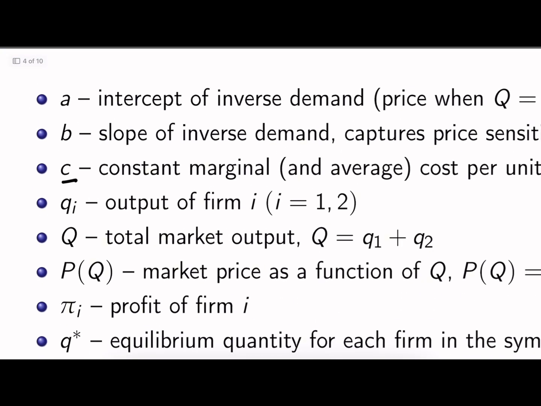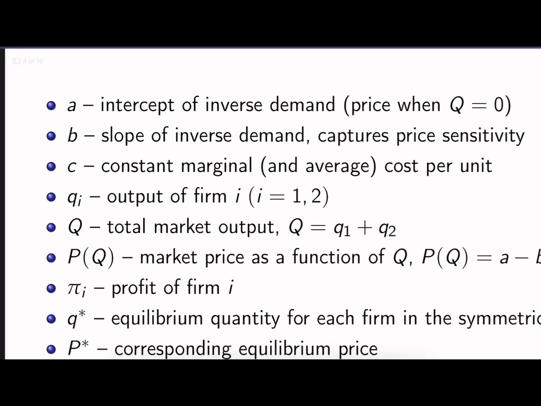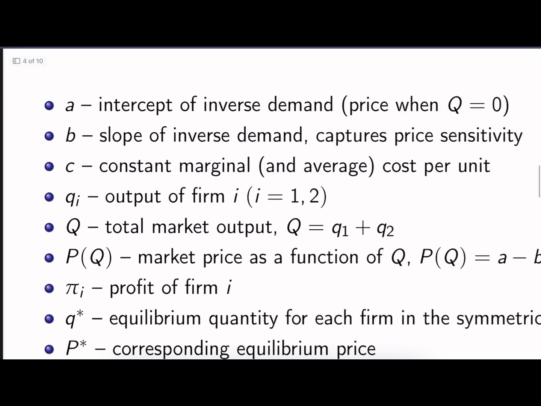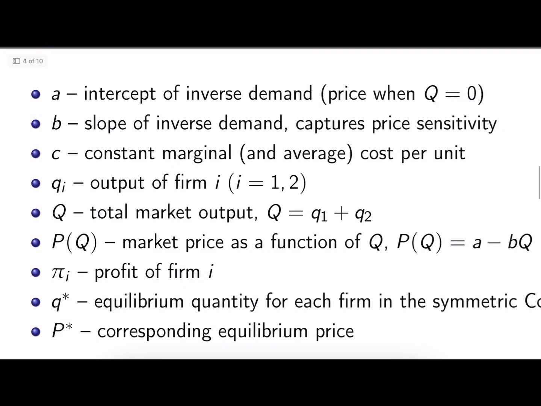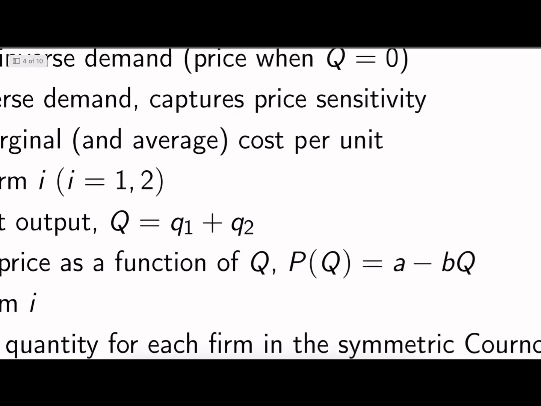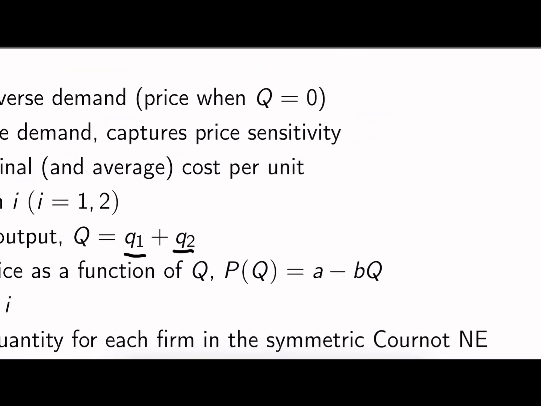C is your constant marginal and average cost per unit. So how much is it costing you on average to make an extra unit of something? We're not caring about fixed cost. And then Q of i is the output of firm i, where i is either equal to 1 or 2, because we're only playing with 2 firms right now. Big Q, or capital Q, is the total market output. So it's just the total Qs. This would be Q1 plus Q2.